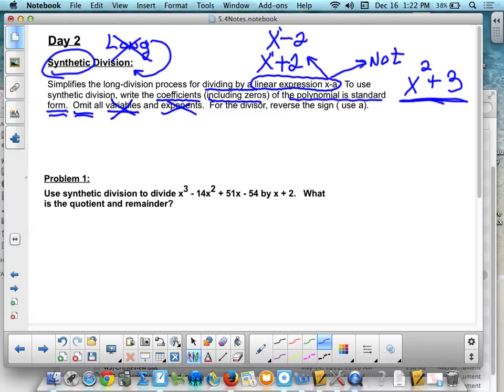Okay. For the divisor, though, reverse the sign. See how it says x minus a? They want you to divide by a. So here's x minus 2. What would I divide by? 2. Here's x plus 2. What would I divide by? Negative 2. Okay. Now, you don't know anything about synthetic. I read that to you. Let's do one, and let's go read that again, and you'll go, this now makes sense.